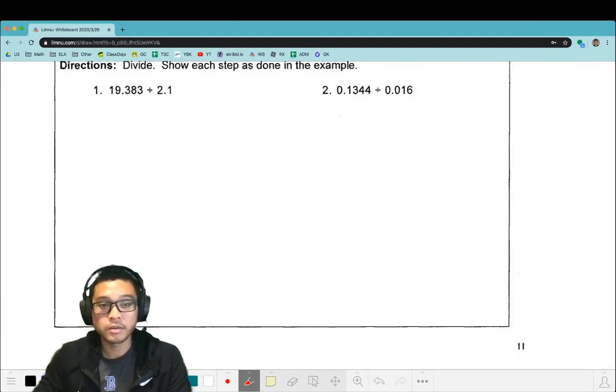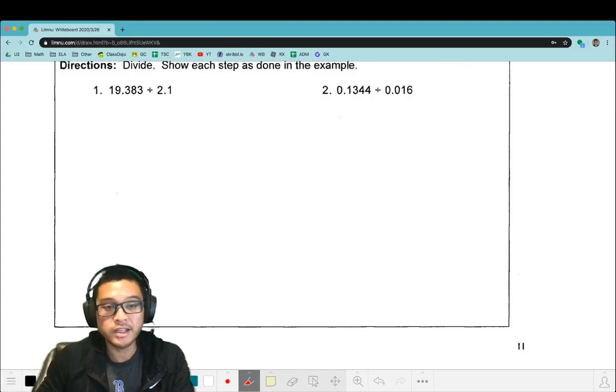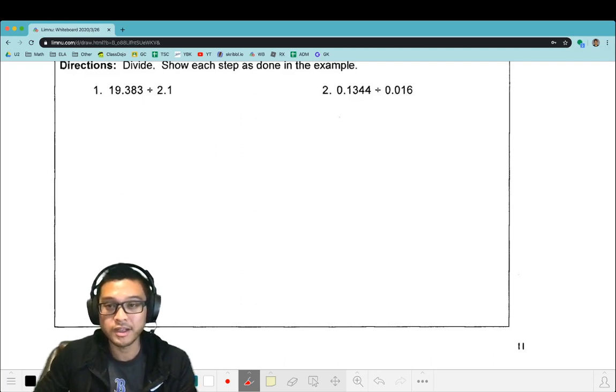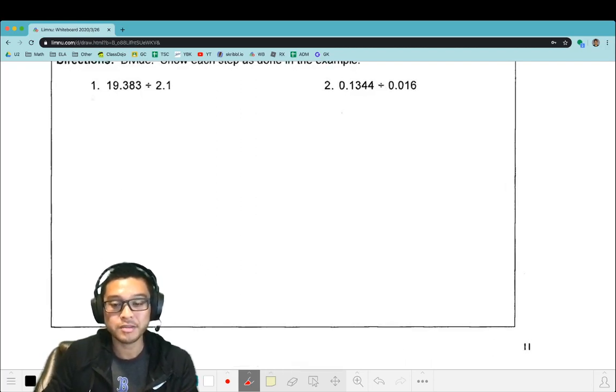Alright guys, so we're going to divide decimals today. This is probably one of the most challenging things you'll do with decimals. I'm going to show you how to do it, and then maybe you can just skip ahead and look at the shortcut, okay, if you're not interested in the how. Alright, so first, let's look at this first problem right here.